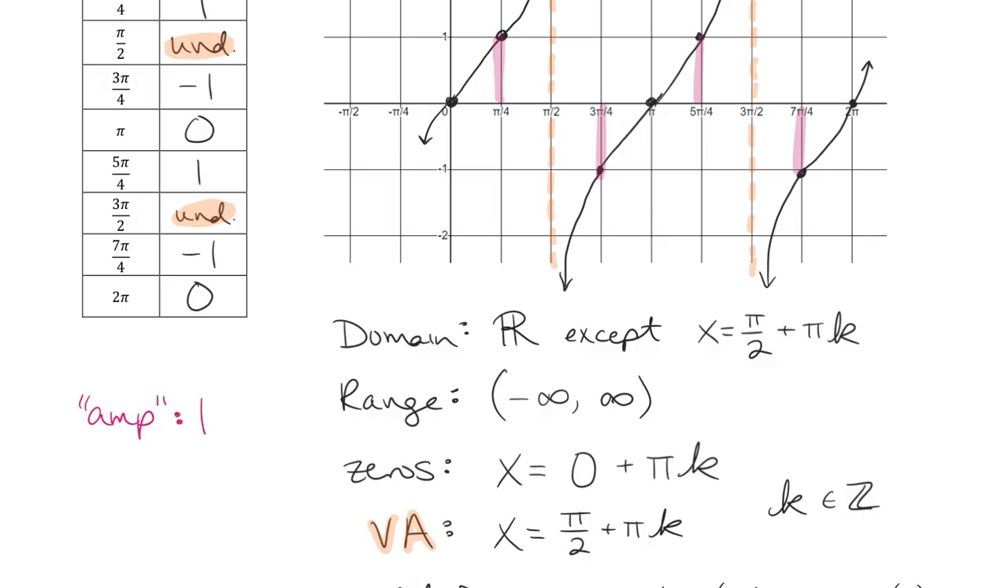It's still just 1, because the height of this little stick that I've drawn on here from the middle of the graph to the inflection point is 1. This is 1. This is 1. This is 1. It's not a real amplitude, but it works like an amplitude.